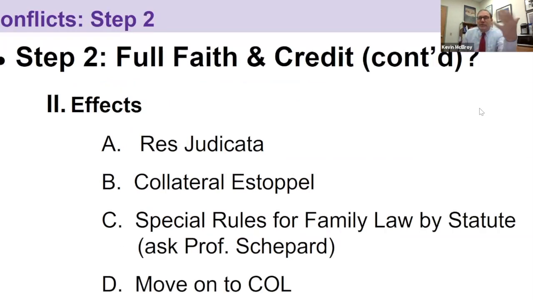It also gives you res judicata, which I'm definitely leaving for civ pro, and collateral estoppel. You remember those great things, right? There are special rules now for family law by statute. Professor Shepard, your boy, okay? All right. This used to come earlier, and then we moved on to choice of law. I got to do better editing on the slides.